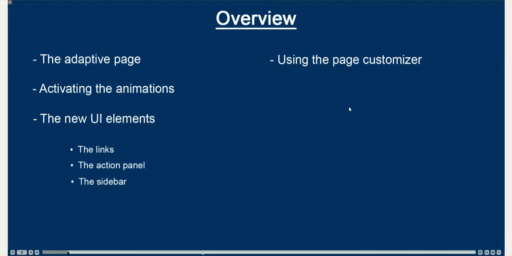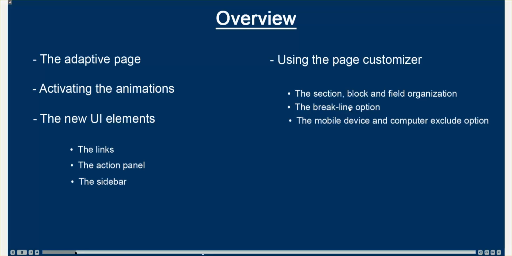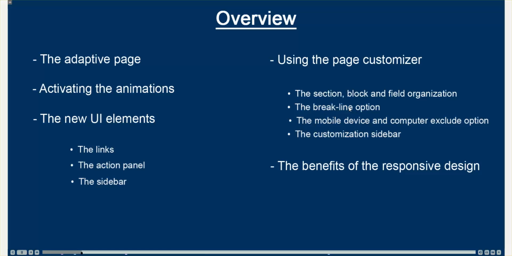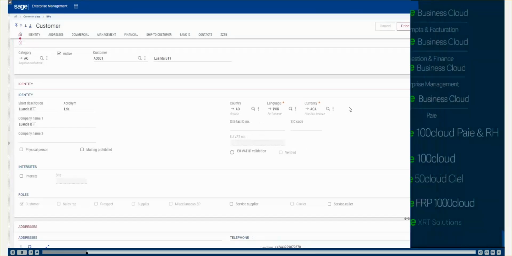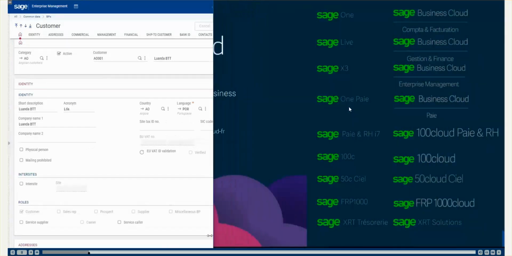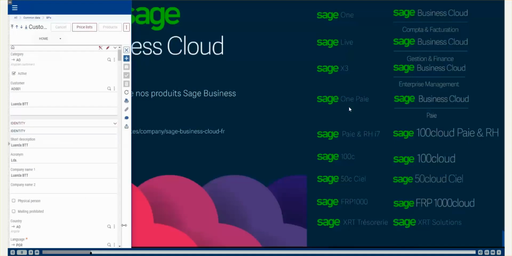In this part you'll see the section, block, and field organization, the break line option, the mobile device and computer exclude option, the customization sidebar, and, at last, we'll give you a summary of all the benefits of the responsive design. The adaptive page. With the responsive design, the enterprise management pages keep the same layout as the desktop version. Regardless of the device you use, the page simply adapts itself to any device display.